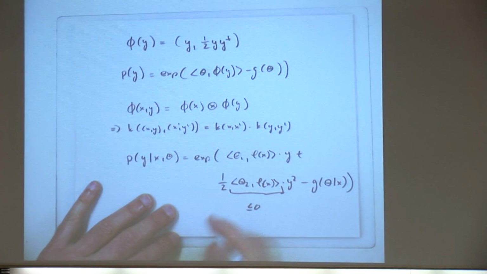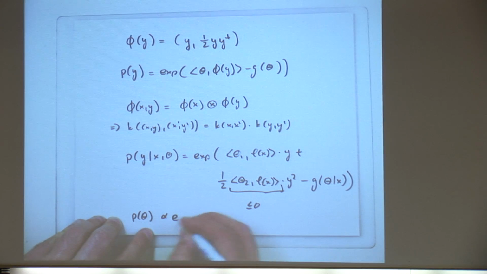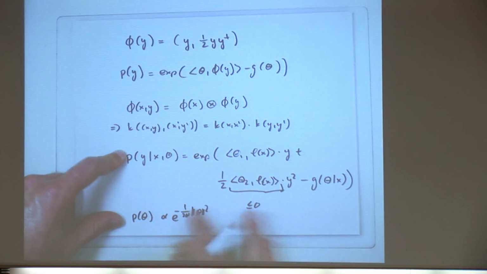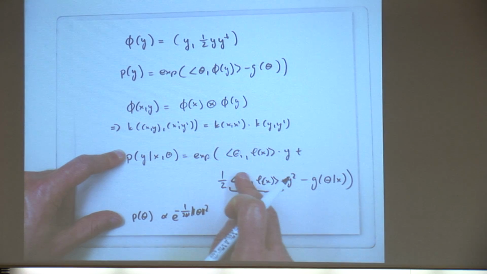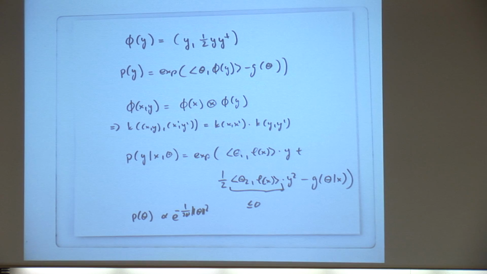Once I have this, I can just have something like p of theta proportional to e to the minus 1 over 2 sigma squared norm of theta squared, and then I get a nice convex optimization problem in theta. It's convex and constrained, because I need to ensure that none of the variances is negative. But it's a simple optimization problem. I get heteroscedastic regression. It's heteroscedastic because it allows you to get the variance automatically. It estimates the mean and the variance at the same time.